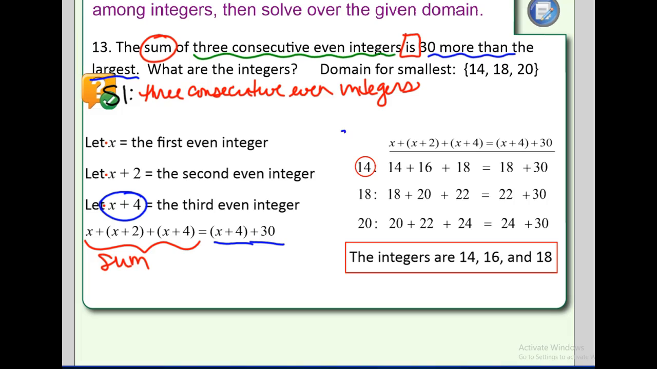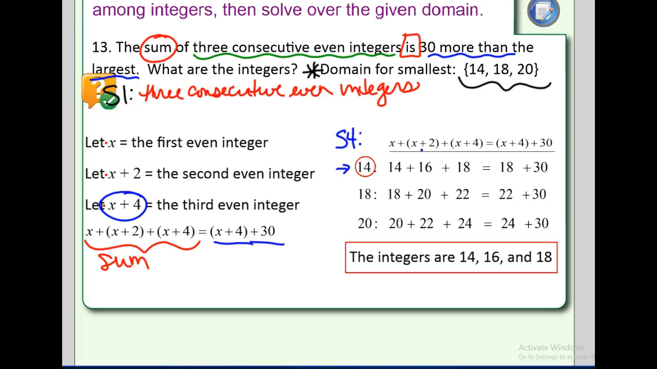Now remember, step 4 is my input-output chart. Because they gave me the domain right here, I've got to set up an input-output chart. So here it is. Now, if you notice, I do my input-output chart a little bit easier when I'm dealing with my consecutive integers. So we're going to start with 14. So 14, and then 14 plus 2 is 16, and 14 plus 4 is 18, equals 18 plus 30. Okay? So we're going to go through, and that's actually true.